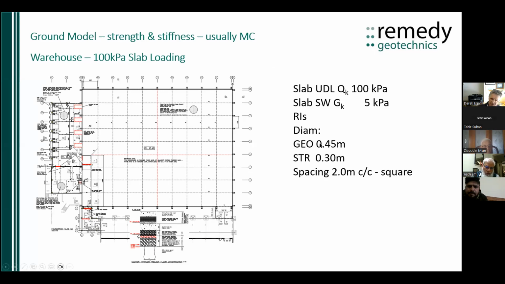So we were using a 450mm diameter column for the geotechnical design elements, but as a matter of caution, we took for the structural check of the column just the central core Kelly-bar diameter, which was 30mm in this case. And the spacing in this case turned out to be 2 meters center to center on a square grid.